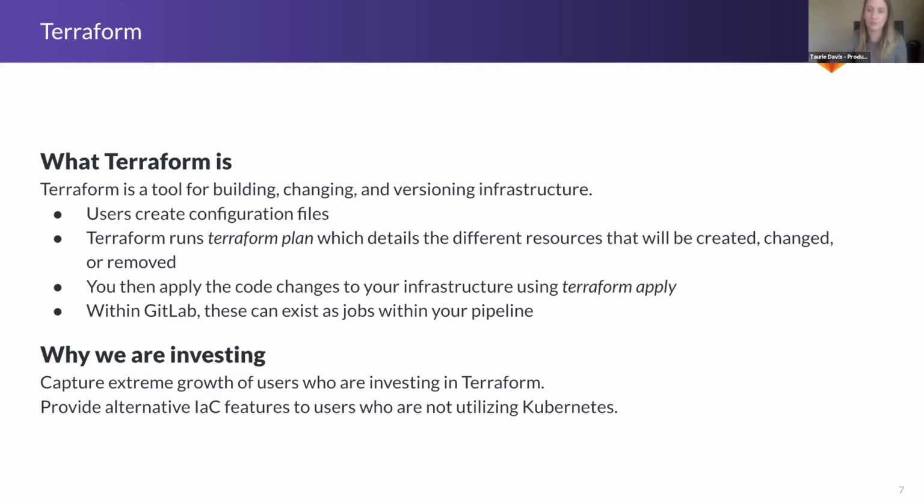We also want to provide an alternative set of IAC features for users who may not have a need to utilize Kubernetes. So an example of that is, I believe our own ops team uses Terraform to create groups within Google Cloud Platform. And this isn't something that you would use Kubernetes for. So different use cases for different tools.